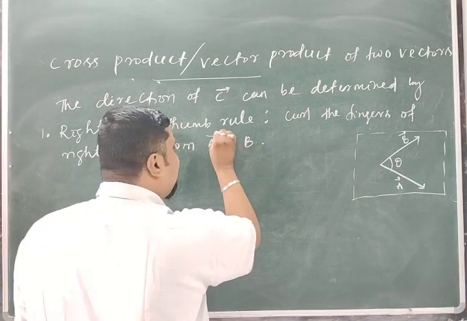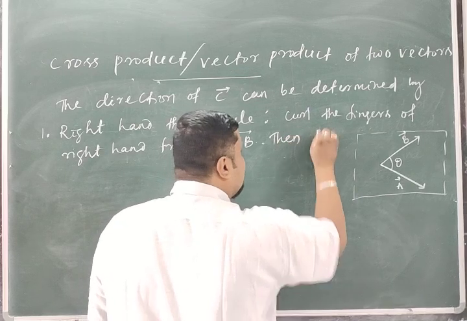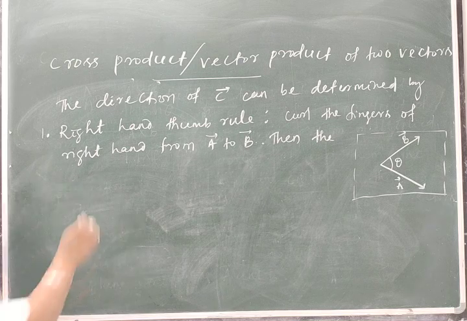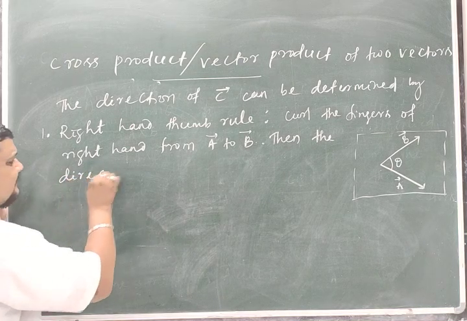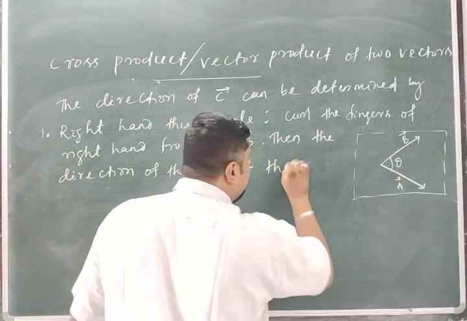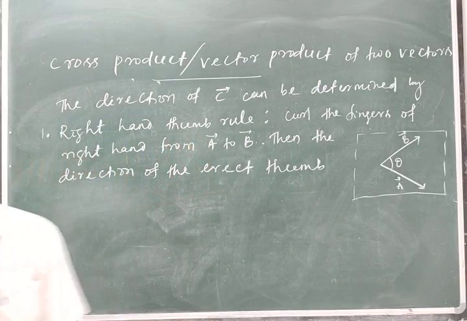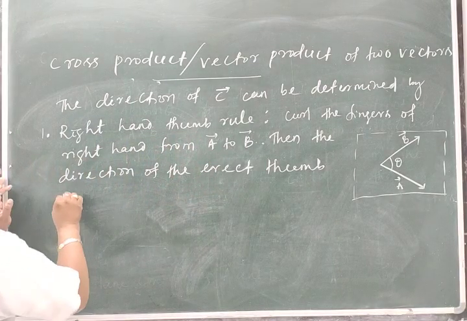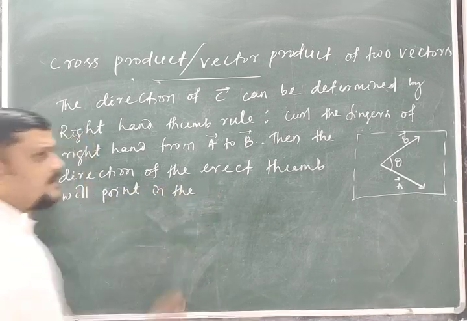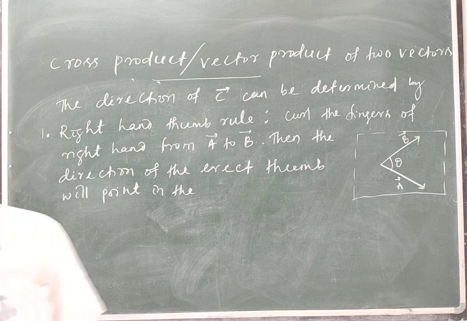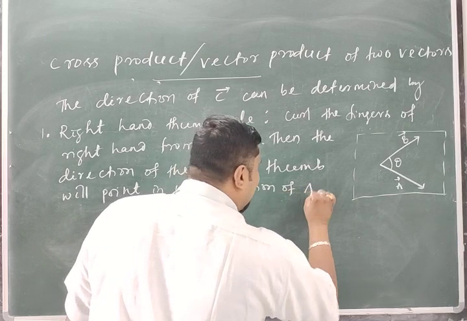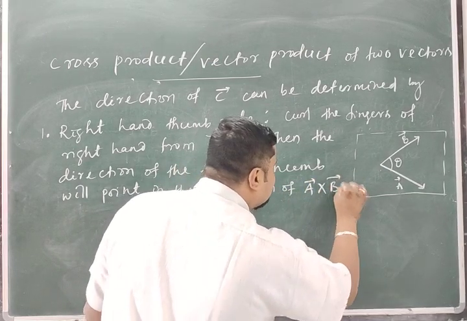Then from A vector to B vector, the direction of the erect thumb will point in the direction of A cross B, if you are doing A cross B.